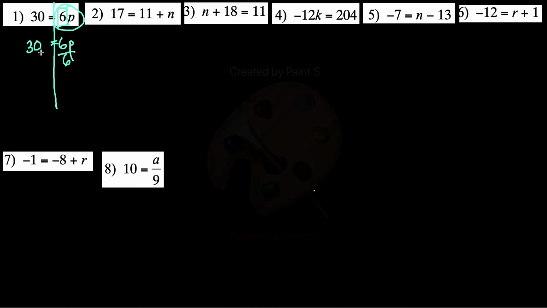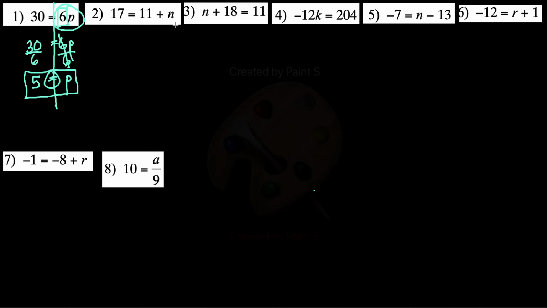So you divide by 6, and whatever you do to one side, as long as you do it to the other side, you're fine. So I divided by 6 over here, I have to divide by 6 on the other side of the equal sign. 6 divided by 6 is 1. 1 times p is just p. 30 divided by 6 is 5. And now I have this equation. If you read it from right to left, p is 5. Equals means is. P is by itself on one side of the equal sign, you're done.